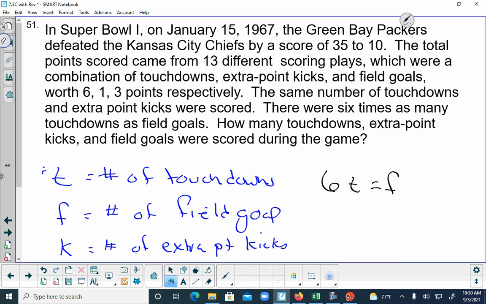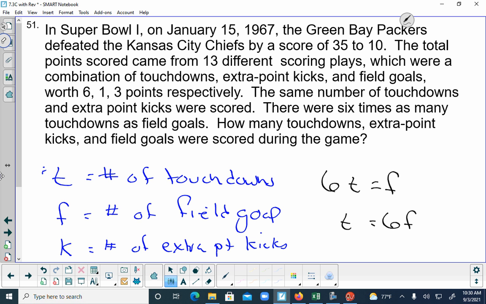There's 6 times as many touchdowns as field goals, so I'm going to have to multiply the field goals by 6 to get it to equal the touchdowns. You with me? Not really. Okay, let's do it this way. If there's 6 times as many touchdowns as field goals, which one's the larger number? The touchdowns or the field goals? The touchdowns. So which one represents that the T is a larger number? Yeah, because you're multiplying.